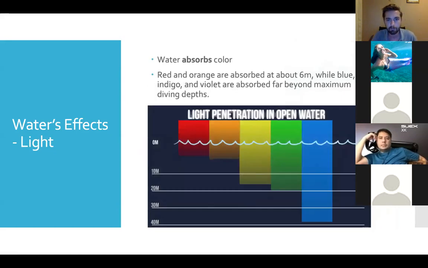The other thing that water is going to do with light is it's going to absorb it, okay? In our order of the rainbow, from red all the way to violet, those colors are going to be absorbed. And starting with red, that's going to happen quite quickly, actually, okay? So at about 6 meters, we've already lost our reds and our oranges, which is why you commonly see the red filters for GoPros and cameras, because that color leaves right away. Even if we get down to 30 meters, we've already lost most of the range of color, apart from our blue, indigo, and violet, which will actually transfer much, much deeper.